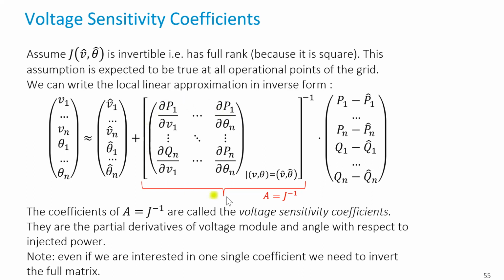Voltage sensitivity coefficients are giving the inverse of the J matrix. So of course we can use one or the other. Important to remember, if you're controlling just the voltage at one node, you may think that you need only the one row of the matrix. But of course, as with partial derivatives, even if you're interested in a small set of coefficients, you need to invert the complete matrix. You probably know this, but this is a quick reminder.